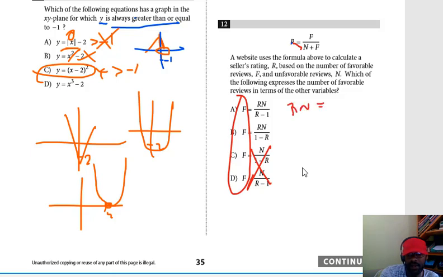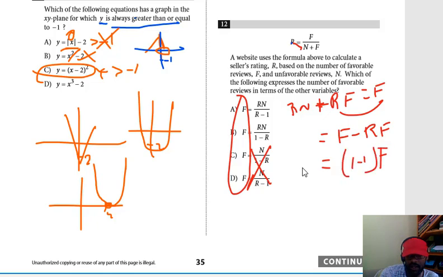So it's very easy to do. Rn is equal to Rn plus Rf is equal to F. So take that to the left side. We have here F minus Rf. So we can take F in common, obviously. So 1 minus R. Which one is 1 minus R? This is the only choice which contains 1 minus R. So the answer is B.